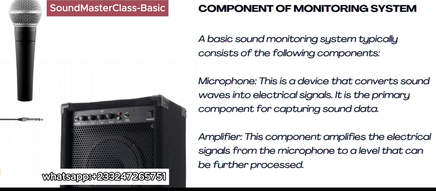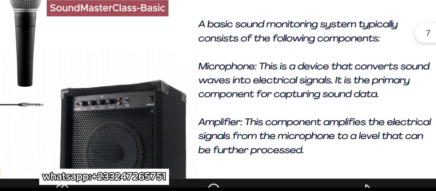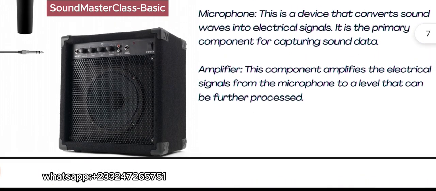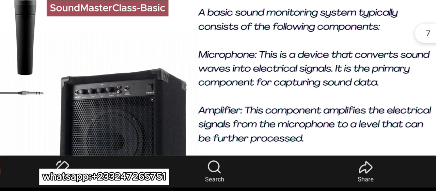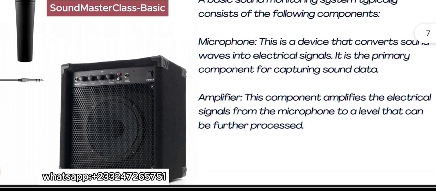And we have the amplifier. This component amplifies the electrical signals from the microphone to a level that can be further processed. As you can see in the diagram, the microphone can be connected to an amplifier. I think this is a bass combo, also an amp. It has an amp inside with a speaker. So this microphone can be connected to this speaker to boost its electrical signals, as we talked about earlier.